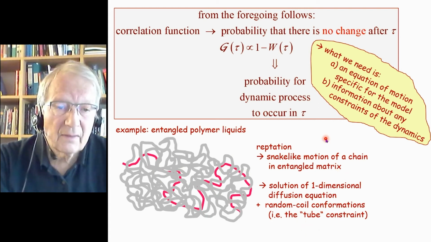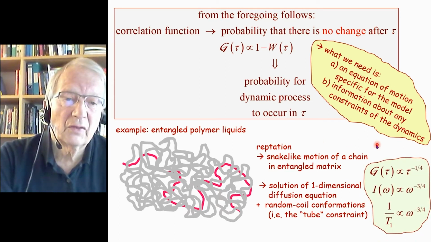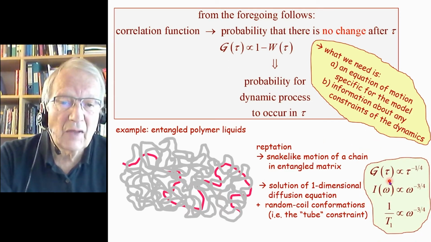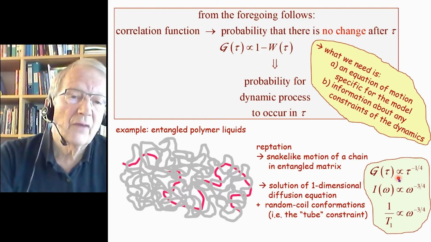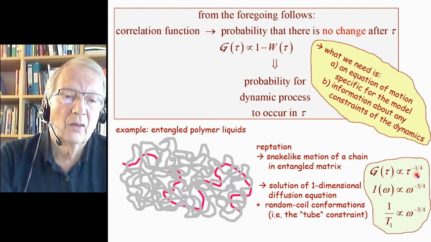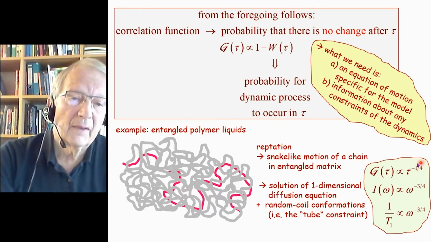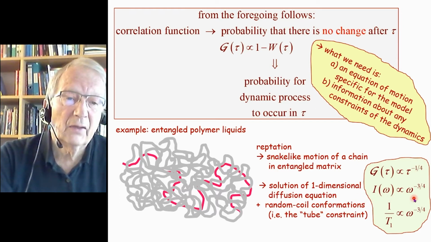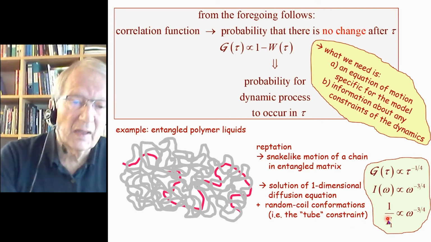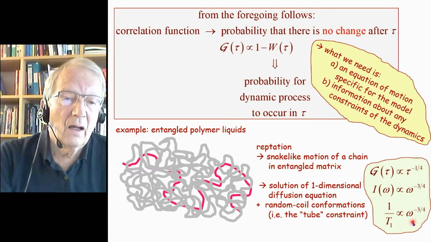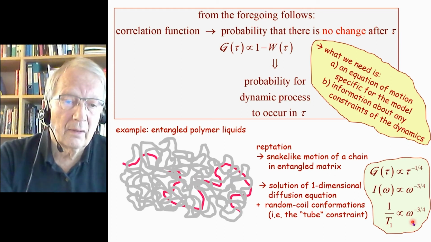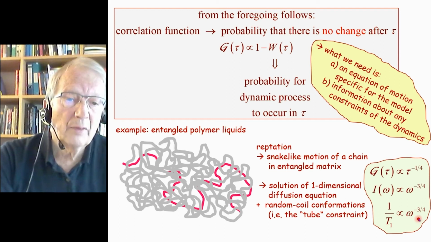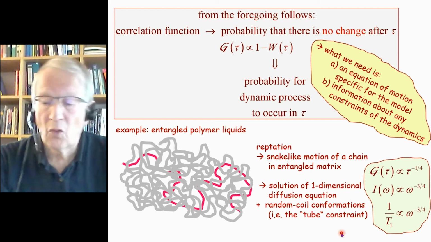And the straightforward result of this consideration is that in a certain time range, the correlation function is proportional to tau to the -1/4. And this means the spectral density is proportional to omega to the power -3/4. And thus we are expecting that the spin lattice relaxation rate will have a relaxation dispersion of omega to the -3/4.